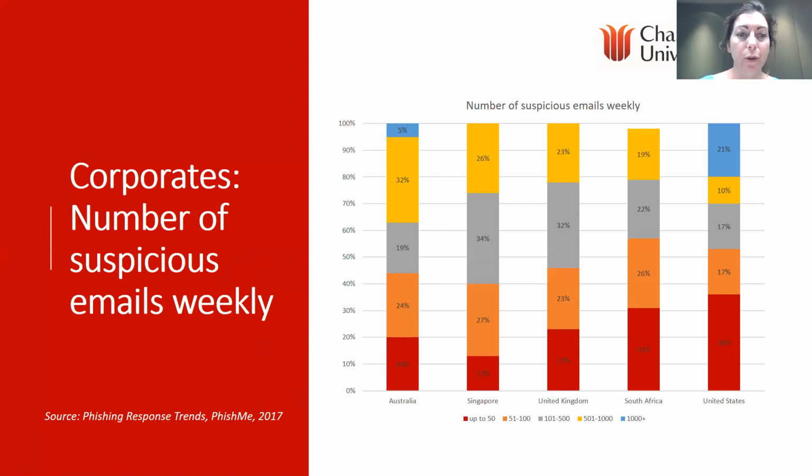So in the Phishing Response Trends by Fishman, they're a phishing simulation software company, they had the number of suspicious emails weekly, and I classified them by Australia, Singapore, United Kingdom, South Africa, and United States. If you look at this graph, for example in Australia, 20% were receiving up to 50 suspicious emails per week, and then 24%, 51 to 100, 19%, 100 to 500, and so on and so forth. So you can interpret and have a look at those results. There's some interesting information that goes behind this as well.